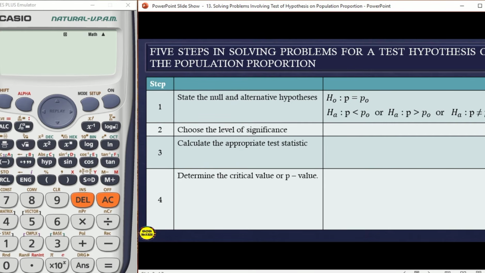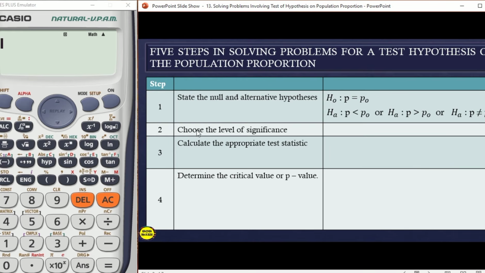Sa alternative hypothesis, kapag one-tailed test yan, ang ginagamit nating symbol, it's either less than or greater than. And then kapag two-tailed test, ang gagamitin nating symbol ay not equal. So tatandaan itong mga symbol na to para hindi tayo malito o mahirapan mag-formulate ng null and alternative hypothesis natin.